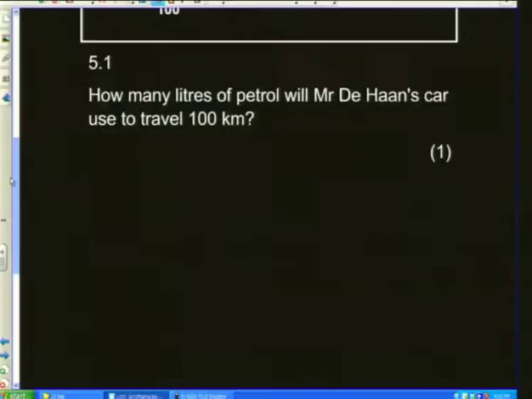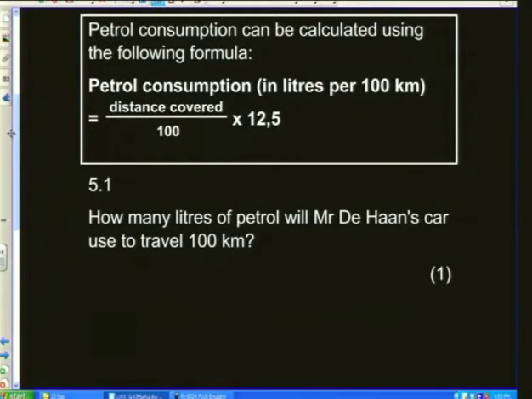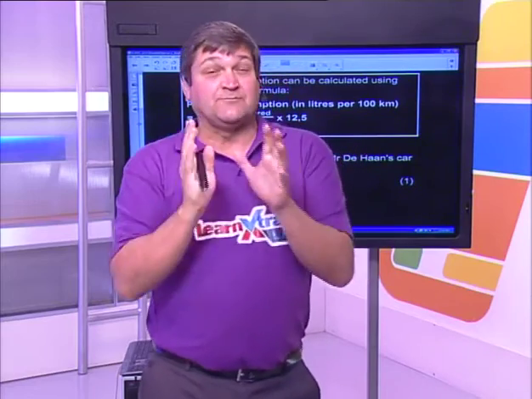Right, how many liters, okay, sorry. Petrol consumption can be calculated using the following formula. Petrol consumption in liters per 100 kilometers is the distance covered divided by 100 times 12,5. Okay? Guys, the fact that the examiner is giving you this formula is just going to make life so much easier. Clearly, this is a paper one type of question.